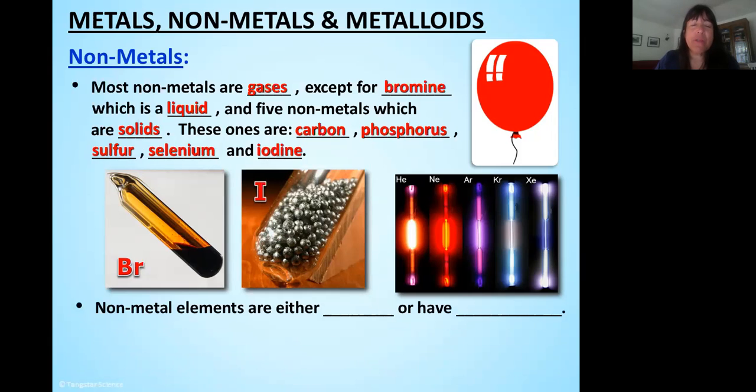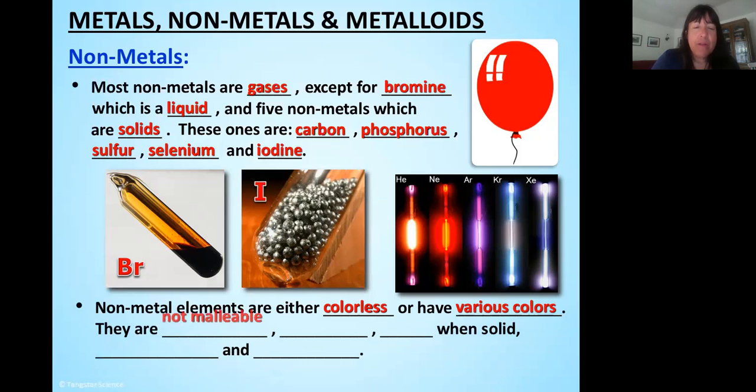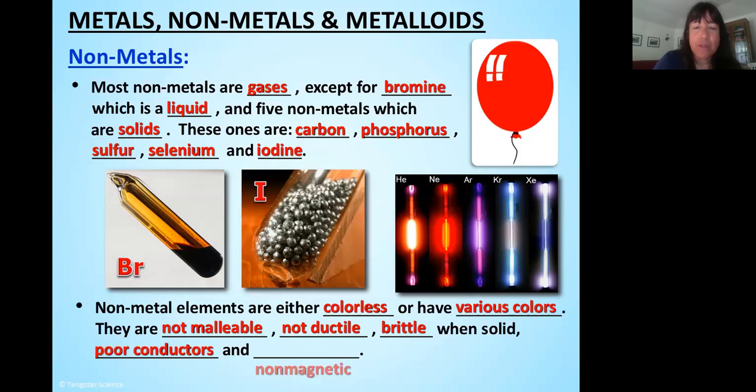Okay, nonmetal elements are either colorless or they have various colors. So you can see bromine has a color, but these gases in the tubes here, they're actually colorless unless you shoot electricity through them. Then they light up like a neon light. They are non-malleable. You can't turn them into sheets. You can't hammer them. If you hammer them, they are brittle and they break. They're not ductile. They do not conduct electricity or heat. They're brittle when they're solid, and they're poor conductors. You would not use them to conduct electricity, and they are not magnetic.